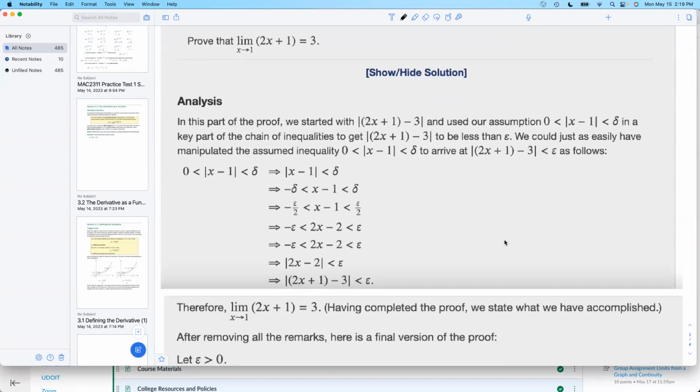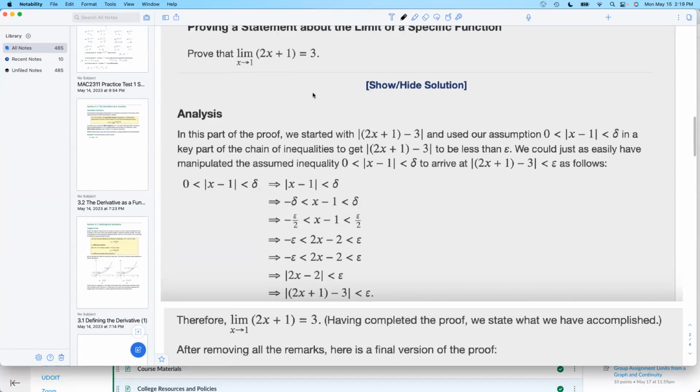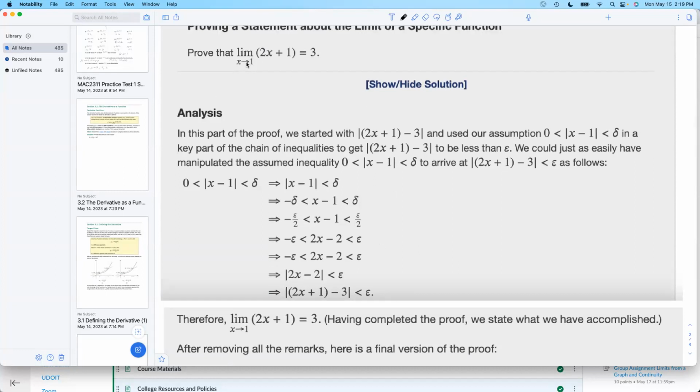Okay. So this proof is already kind of worked out. I'm going to go through it backwards so you can see how everything was solved, how it was figured out. So we're trying to prove that this limit as x approaches 1 of this function does in fact equal 3.